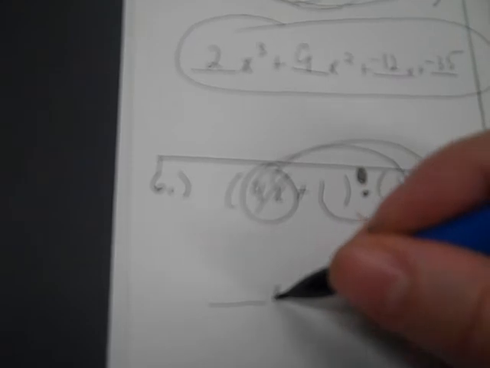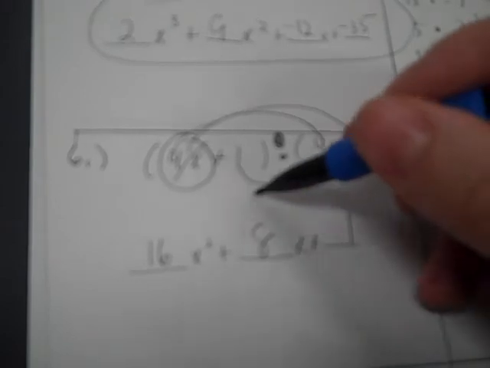So blank x to the second plus blank x plus blank. So the x to the second power is 16. X, you're going to add these two together. 4 plus 4, which is 8. And then 1. Now, if you did a T-chart with that, and had to get back to here, you'd end up with the same identical things. We'll get more into that second semester.